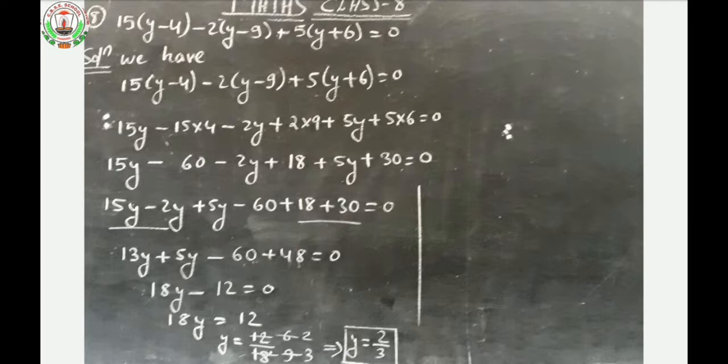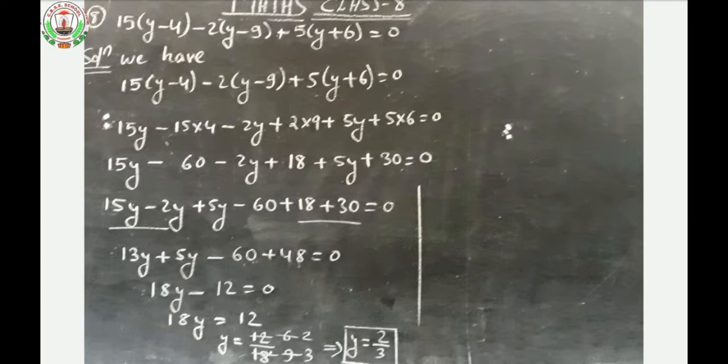So when 15 is multiplied with y, it becomes 15y. Then 15 will be multiplied with minus 4, so it will become minus 15 into 4. In the same way, minus 2 will be multiplied with y, that will become minus 2y. Then minus and minus will become plus, 2 into 9 will become 18, isn't it? Then plus 5 multiplied with y becomes 5y. Then plus and plus will become plus itself, 5 multiplied with 6 will become 30, is equal to 0.